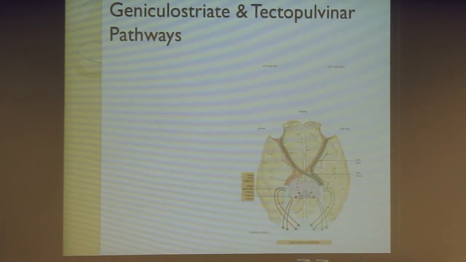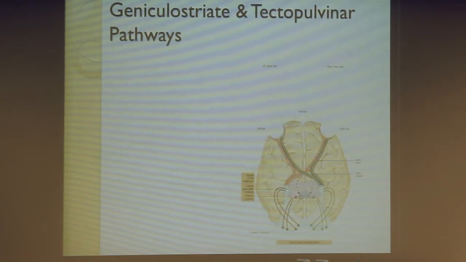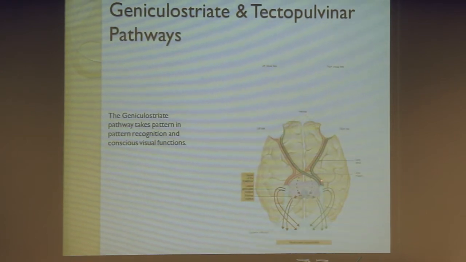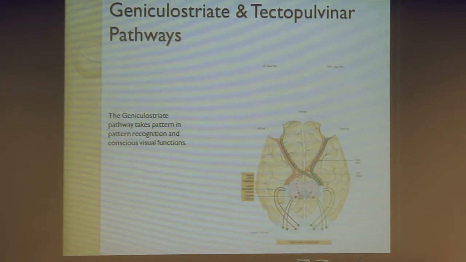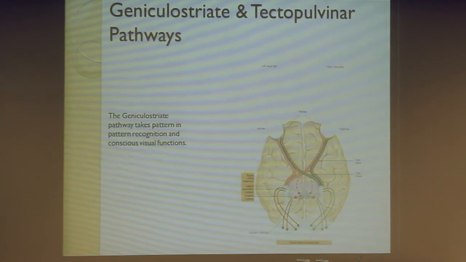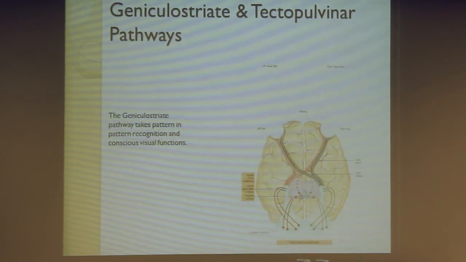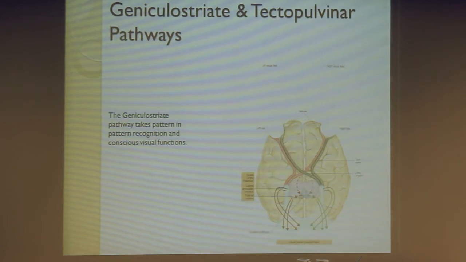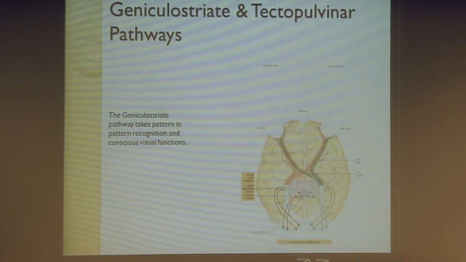For example, the geniculostriate system is a system that we're familiar with. It's this main one that we're familiar with. That goes to the lateral geniculate nucleus and then projects to the back of the visual system, the back of the occipital lobe. So the geniculostriate pathway takes pattern recognition and your normal visual functions that we know of: color, form, movement, and so on.